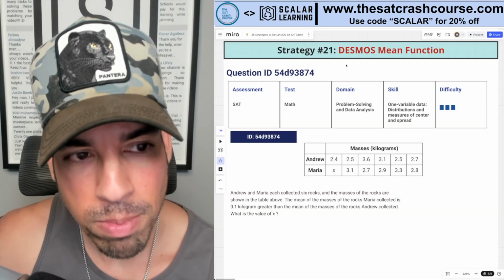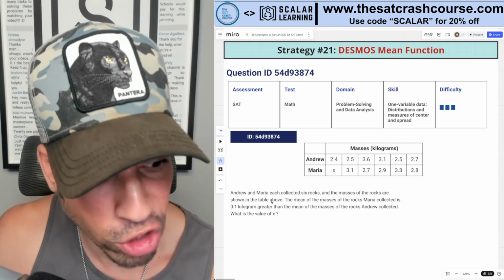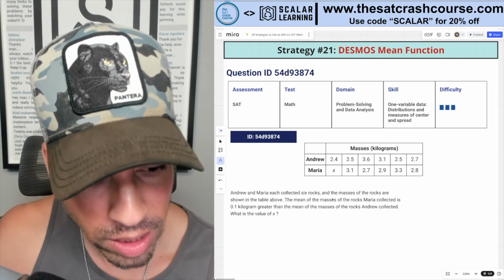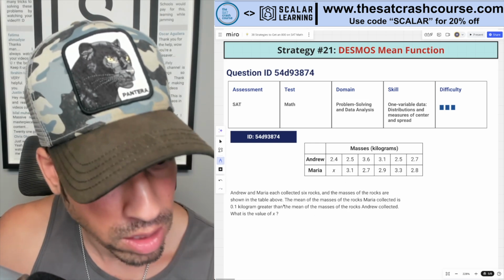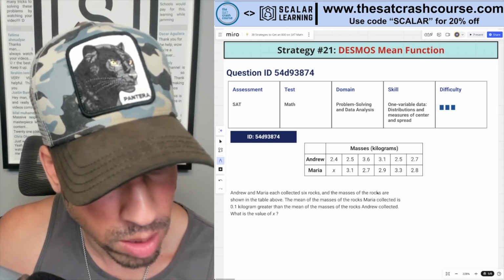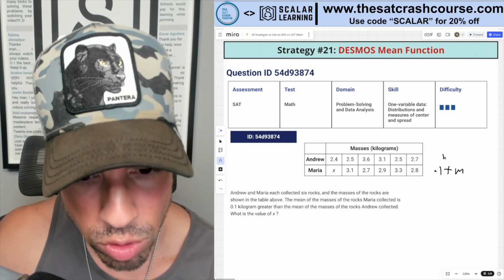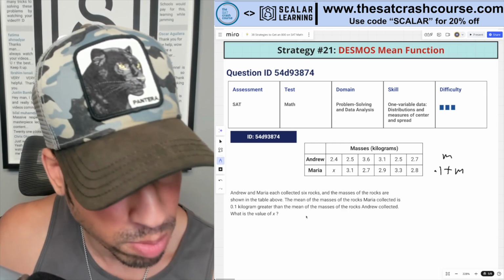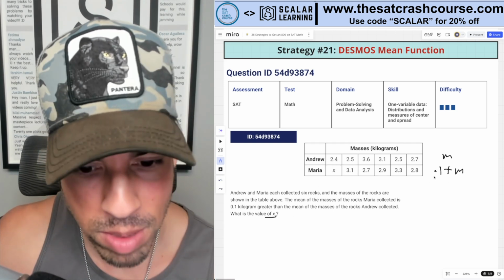Strategy number 21, know your DESMOS mean function. There's also a median function as well. So check this out. Andrew and Maria each collected 6 rocks, and the mass of the rocks are shown. The mean of the masses is 0.1 kilograms for Maria, greater than the mean of Andrew's. So Andrew's would just be mean. Hers is 0.1 plus mean. What is the value of X? So we're trying to find this missing value to give me 0.1 higher.